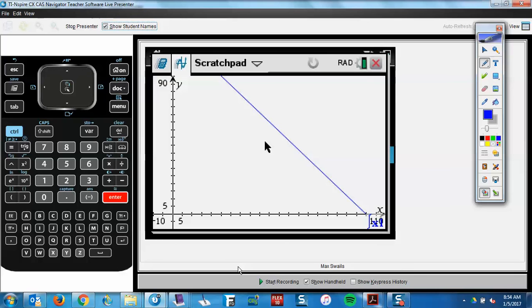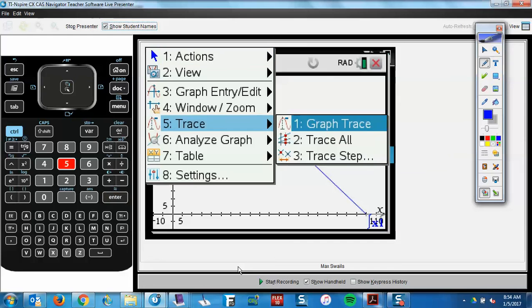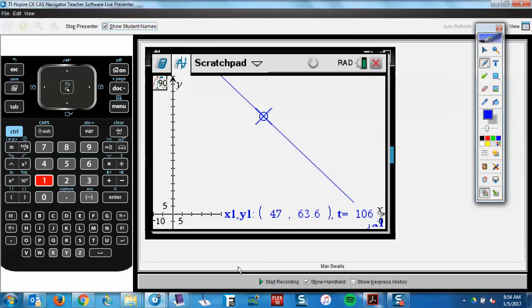So if we traced, watch what would happen here now when Max traces on this. So type in a 0 and hit enter. Notice how it's the time now you're typing in. When you trace on a normal function, you're tracing on x. But now we're tracing on time. So at time 0, now hit your right arrow. And keep hitting your right arrow. It won't let you go right.